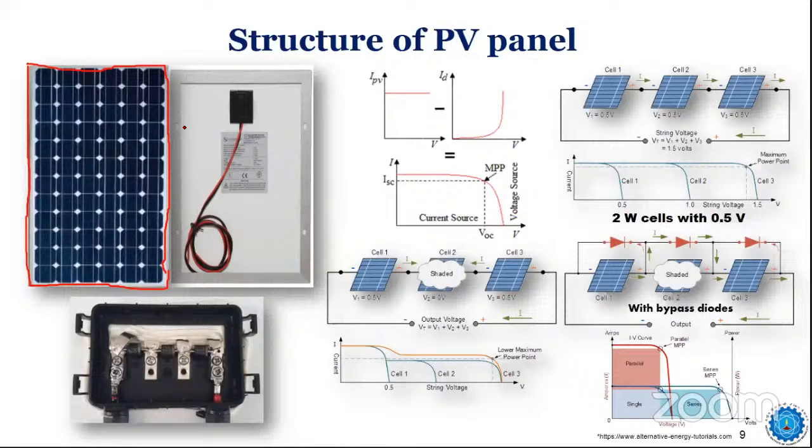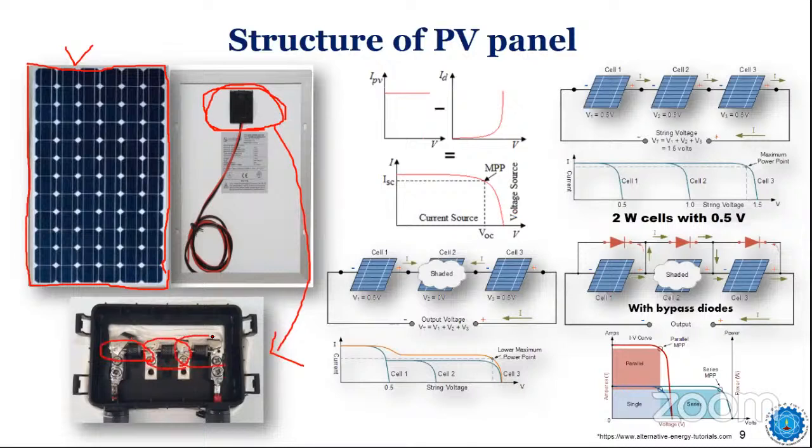So here, when you buy a photovoltaic panel, this is the front view, this is the backside view. And on the backside, you see a terminal box. This terminal box, the zoomed version of which is shown here, as you can see, connects some of the diodes inside it, right?